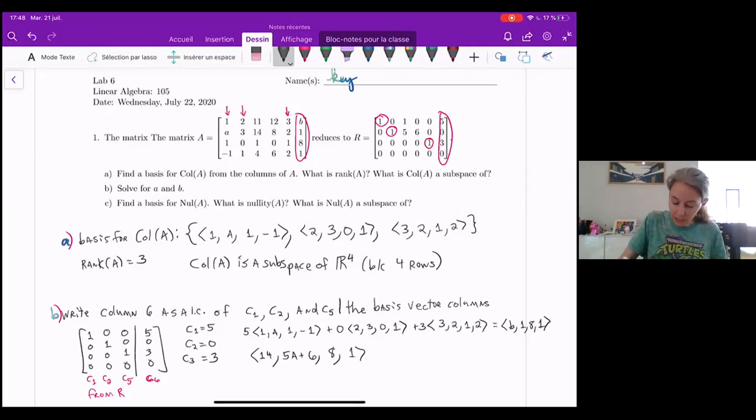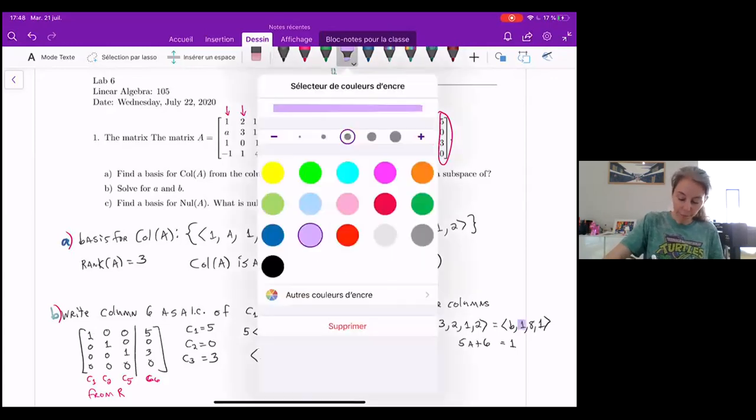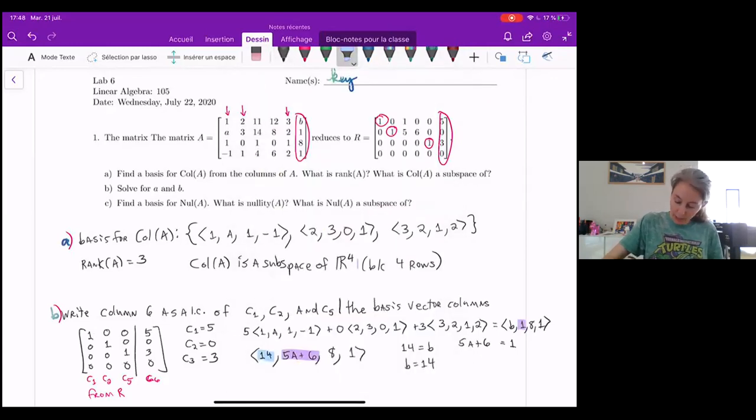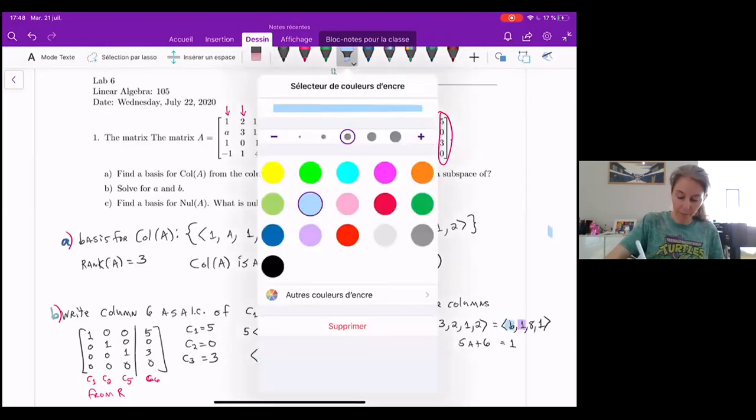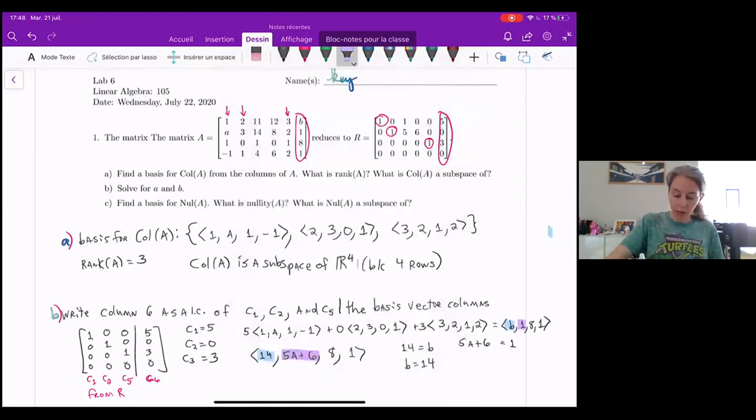But now I can easily solve for a and b, because I have 14 is equal to b, so b is equal to 14, and I have 5a plus 6 needs to be equal to that second component, which is 1. So my 5a plus 6 has to be 1, and my 14 has to be b. So then I end up with 5a is equal to negative 5 and a is equal to negative 1. So now I have a and I have b.